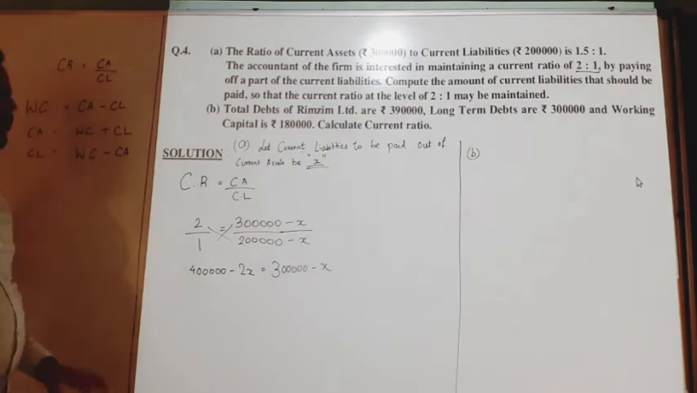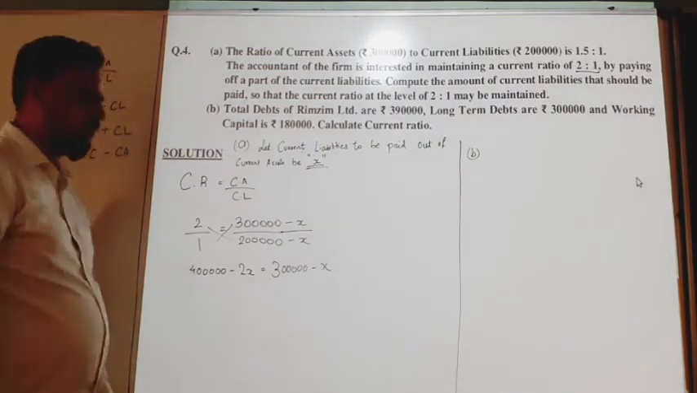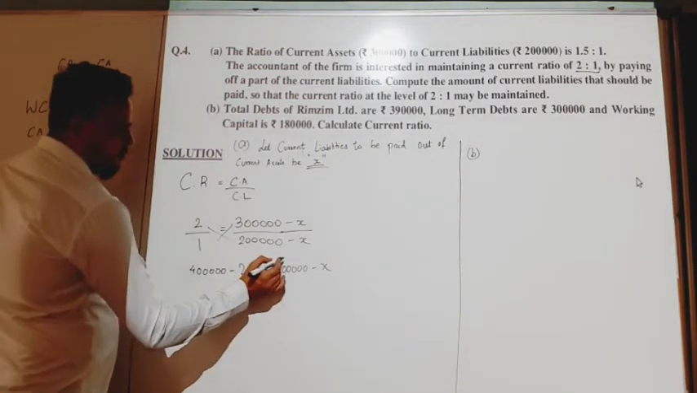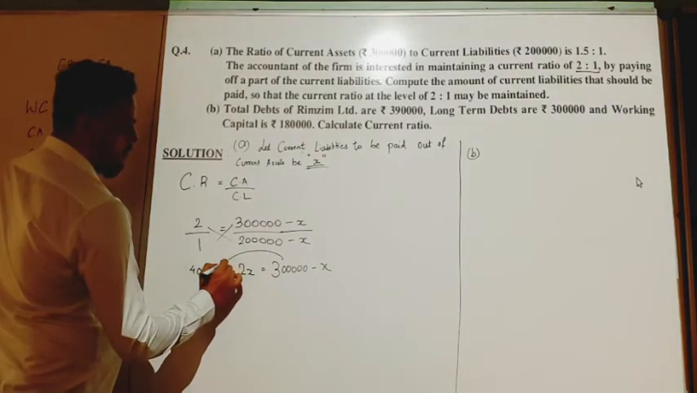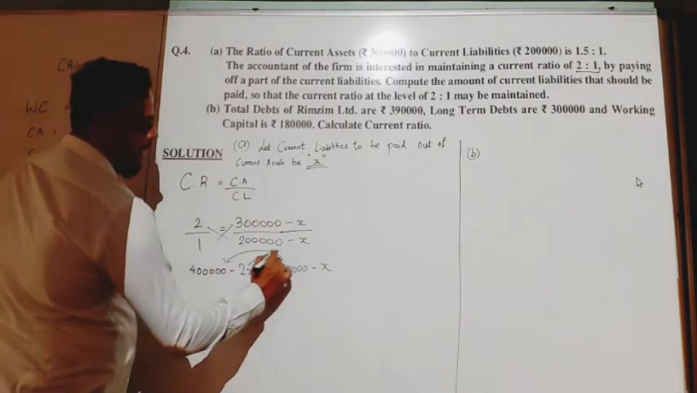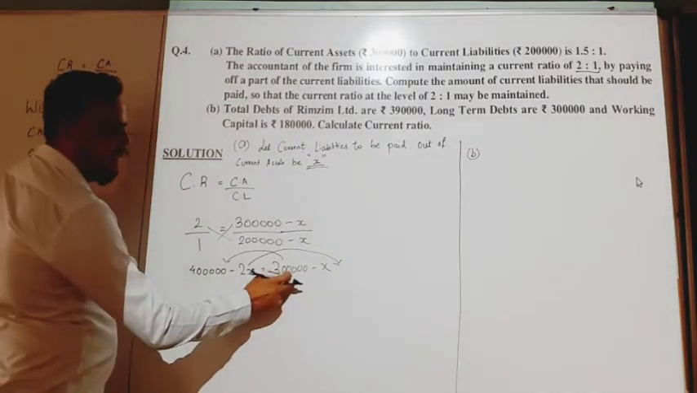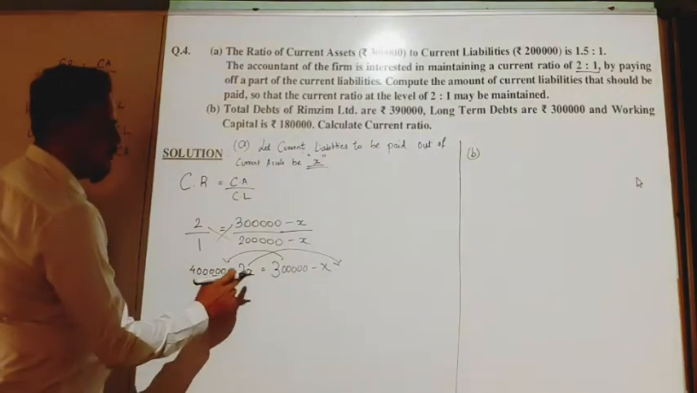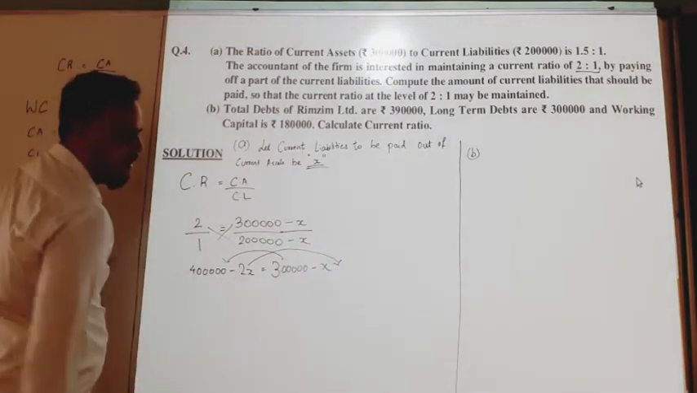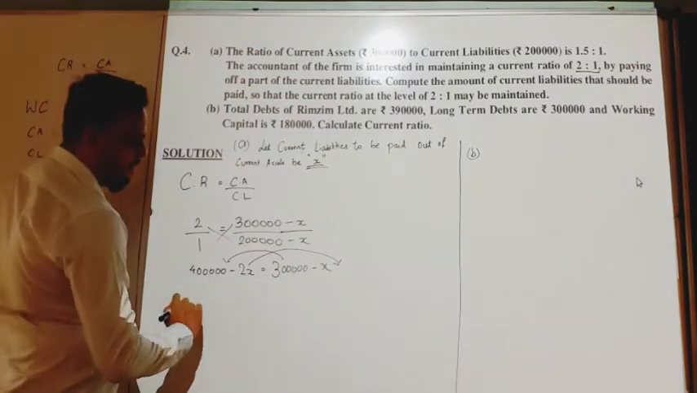What we can do? We can do transferring. What we have to do? This 3 lakh has to be brought over here and 2x has to go to the other side, left hand side and right side. 3 lakhs should be placed on the left hand side and minus 2x has to go on the right hand side. So let's begin with this concept.